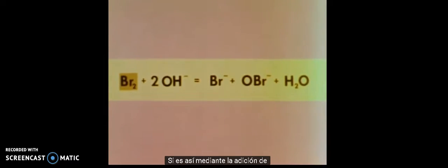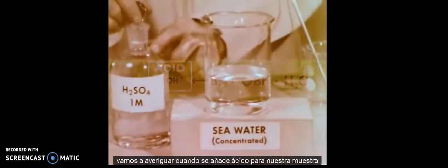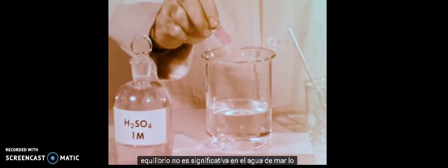If so, by adding acid to lower the hydroxide concentration, we should be able to produce elemental bromine. Let's find out. When acid is added to our sample, there is no color change. Therefore, no visible amount of bromine has been produced, even though the solution is acidic, as indicated by the litmus. Apparently, the hypobromite equilibrium is not significant in seawater.